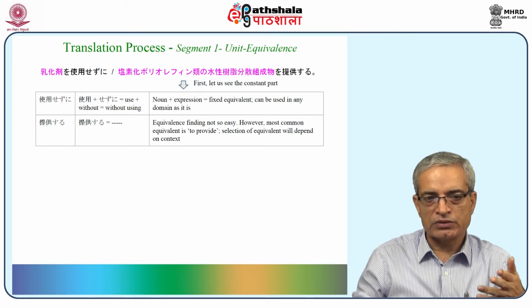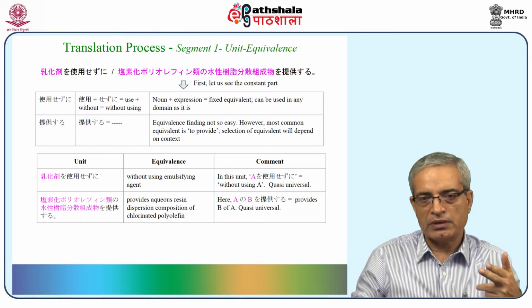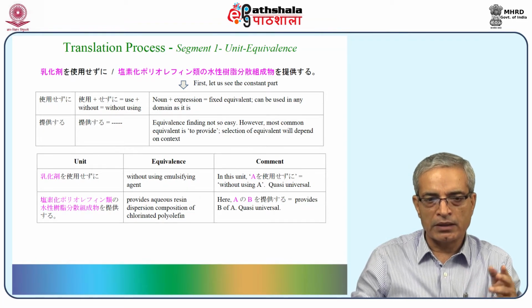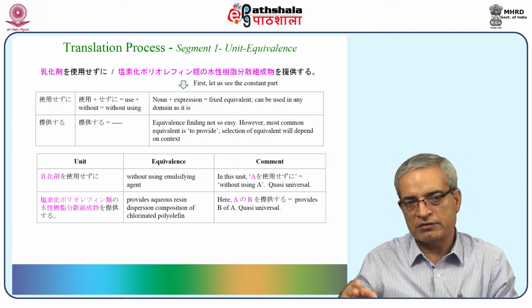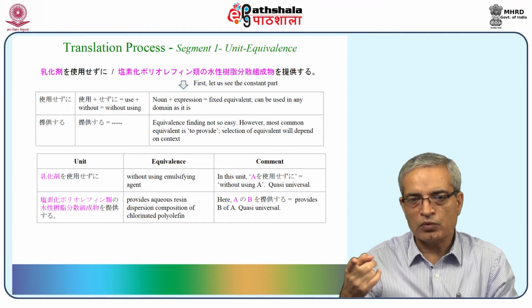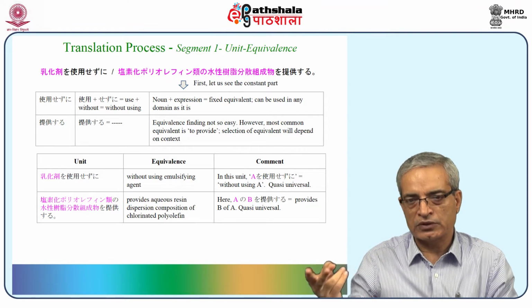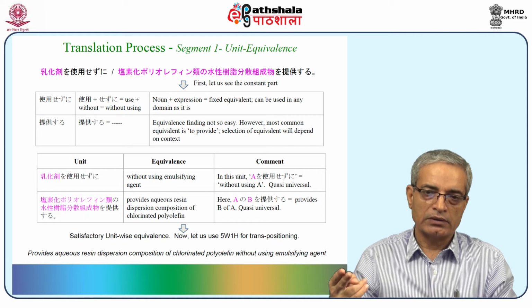So new kazai o shio sezuni is without using emulsifying agent. So in this unit, A o shio sezuni, without using A, so it becomes quasi universal. And again this long compound, enso ka pori orifin rui no suise jushi bunsan so se butsu o teikyo suru. So o teikyo suru provides, and o is the direct object, so provide aqueous resin dispersion composition of chlorinated polyolefin. Here A no B o teikyo suru was the type of frame, provides B of A, so it's a quasi universal unit.